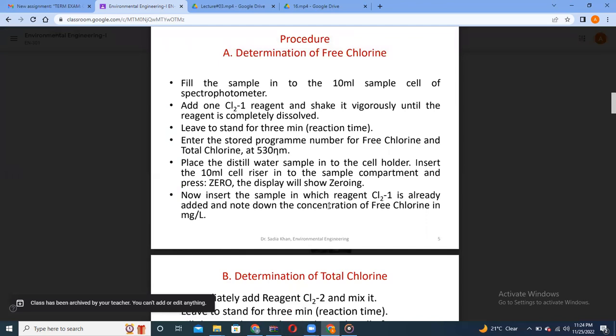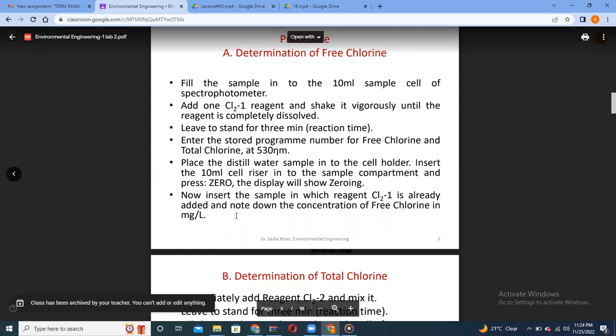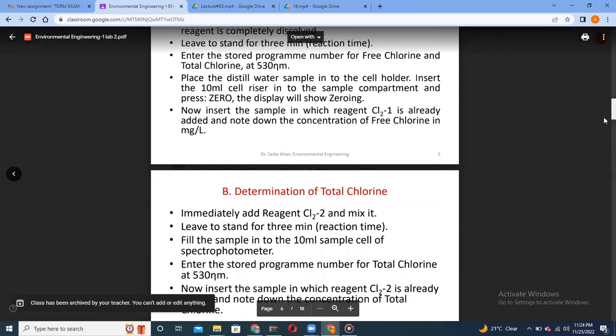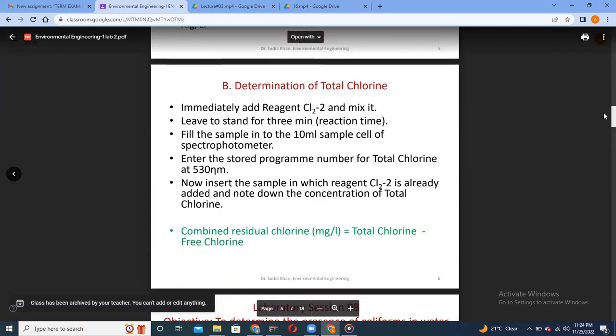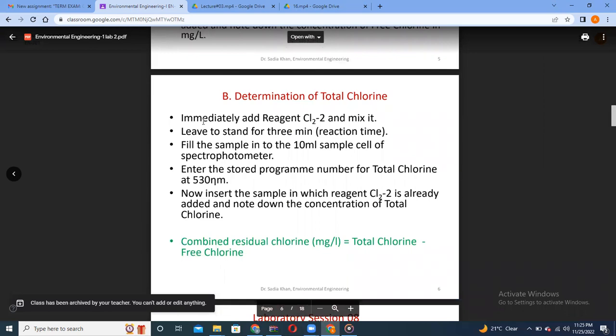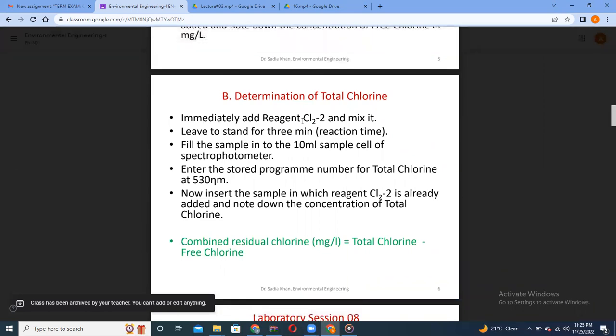Now insert the sample in which reagent chlorine is already added and note down the concentration of free chlorine in mg/L, that is milligrams per liter. Second procedure we have is to immediately add reagent chlorine and mix it. Leave to stand for 3 minutes.